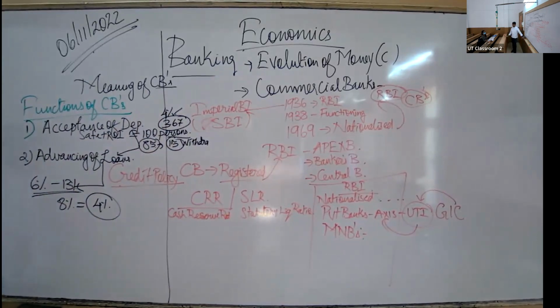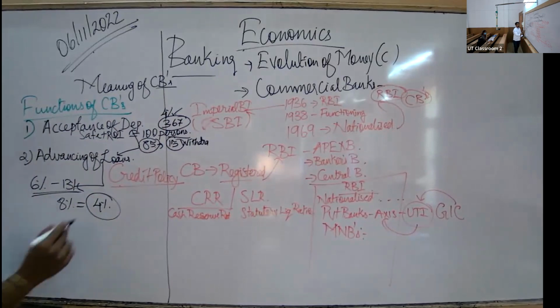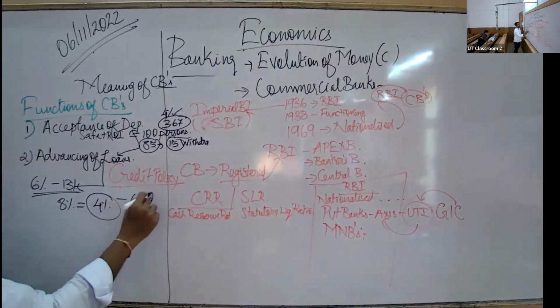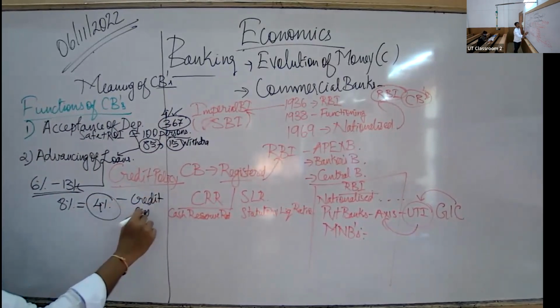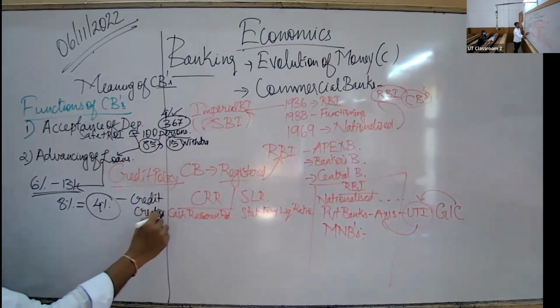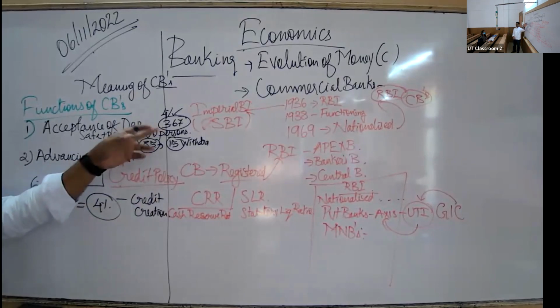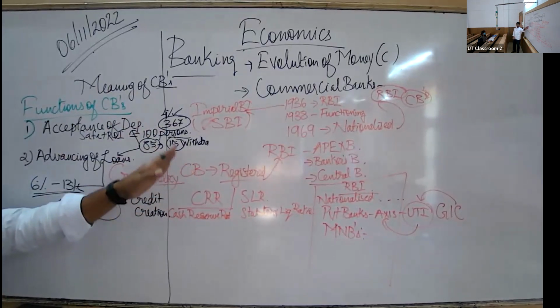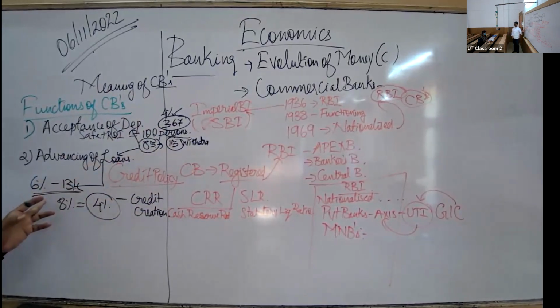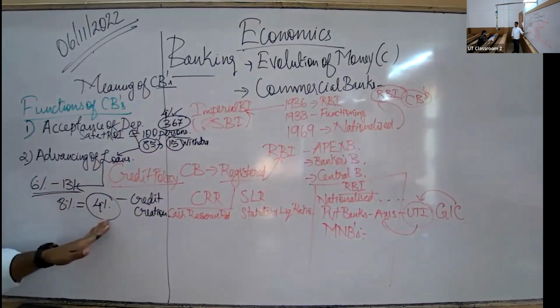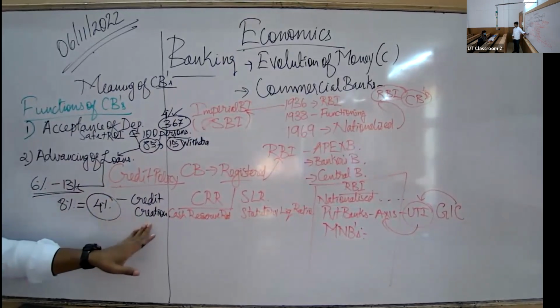This is what the commercial bank gets. This is nothing but credit creation. If you want to see it in one line, the difference between the rate of interest given and the rate of interest charged is the net income of the banks.